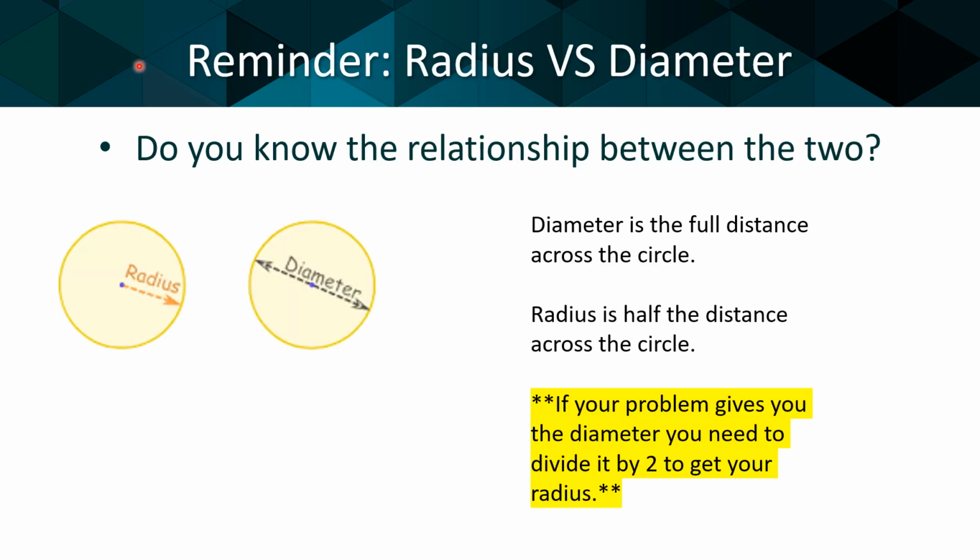And one more bit of important review, radius versus diameter. Remember, the radius is half. So we start in the center and we go out to an edge. The diameter is all the way across. So if you're given a diameter, you need to divide that number by 2 to find the radius.